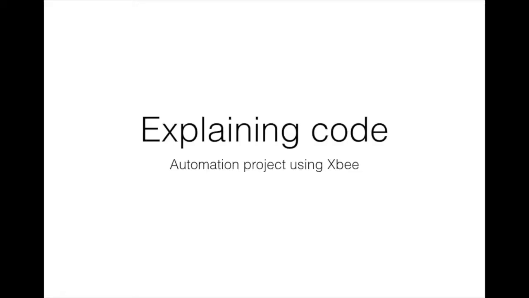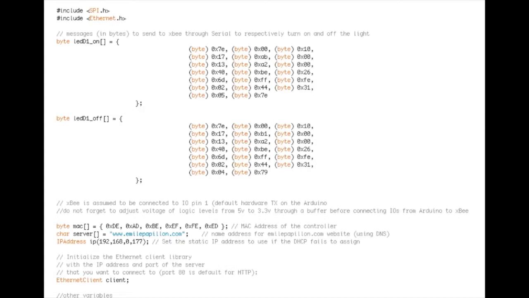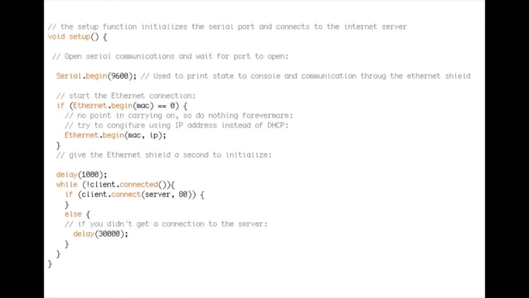Now, let's take a look at the Arduino code. We will connect and read the page containing the state of the lamp to update it. We must send a set of bytes called the frames to the coordinator so that it switches on or off the pin to which the bulb is connected. These frames are stored in the character arrays LED D1 on and LED D1 off that you can see. The setup of the Ethernet shield is almost identical to how it's done in the example provided by Arduino.